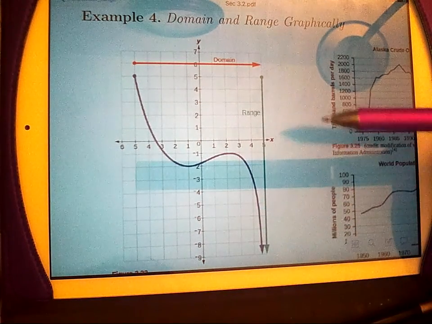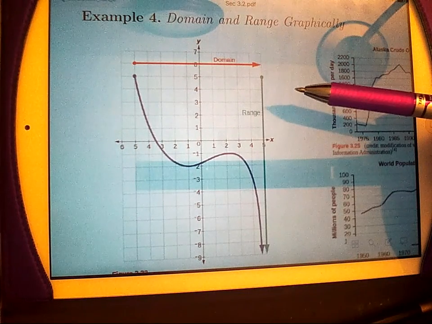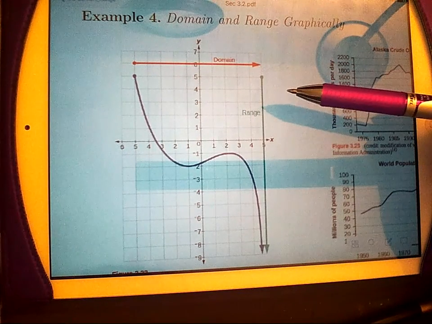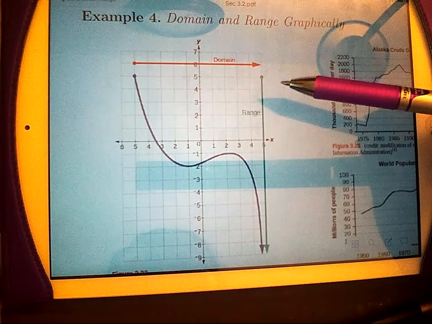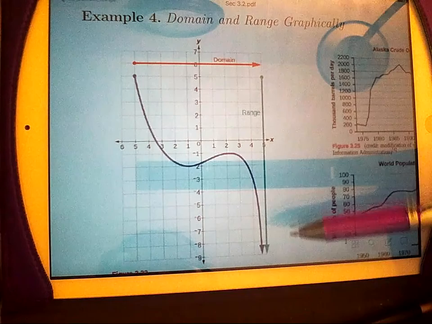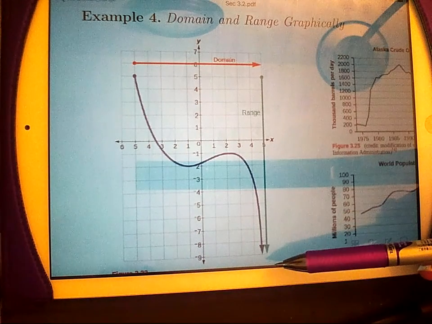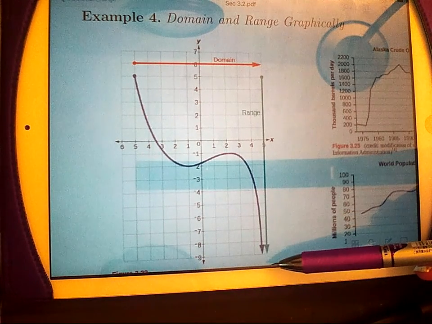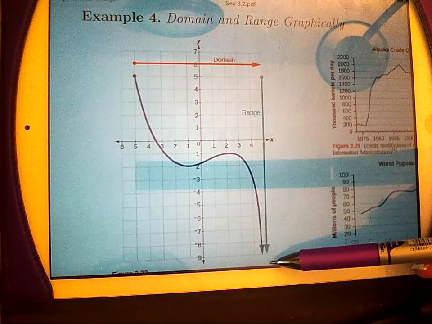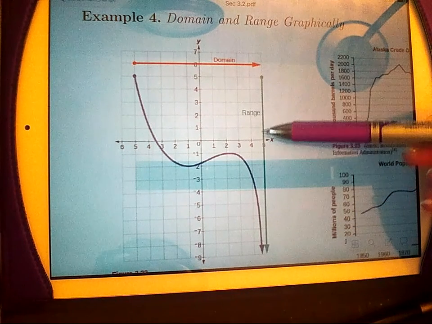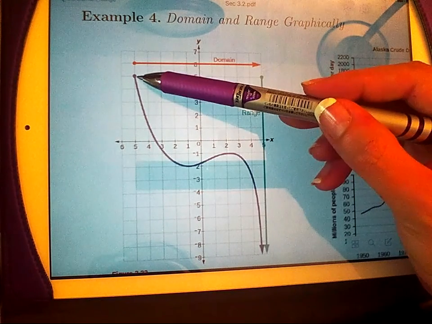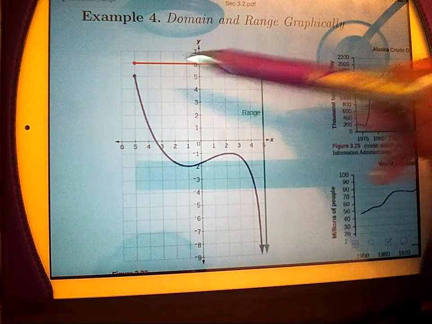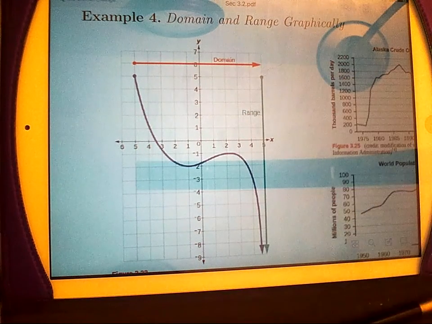Now the range, on the other hand, is the set of all allowable y values, or of the dependent variable, or of f of x. So the lowest value that the range takes on is -infinity from the arrows, and it goes all the way up to, but has to stop at 5, because of the closed circle. It does include 5.